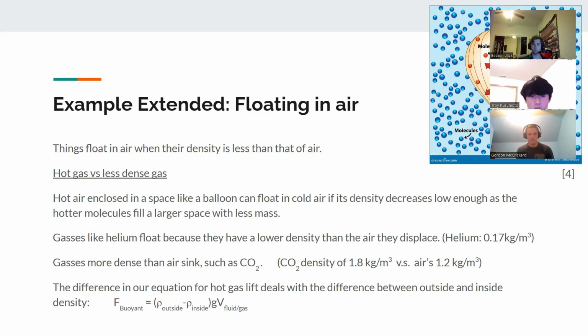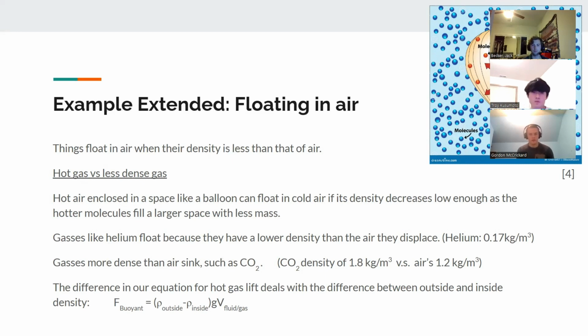Gases like helium float because they have a lower density than the air that they're displacing. Helium has a density of about 0.17 kilograms per meter cubed. Gases more dense than air sink, such as carbon dioxide. CO2 has a density of about 1.8 kilograms per meter cubed versus air's roughly 1.2 kilograms per meter cubed.